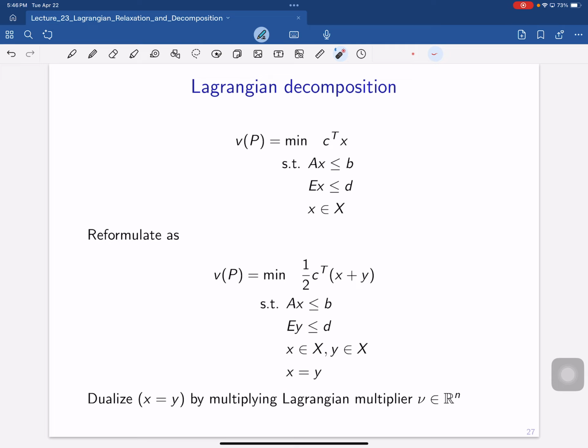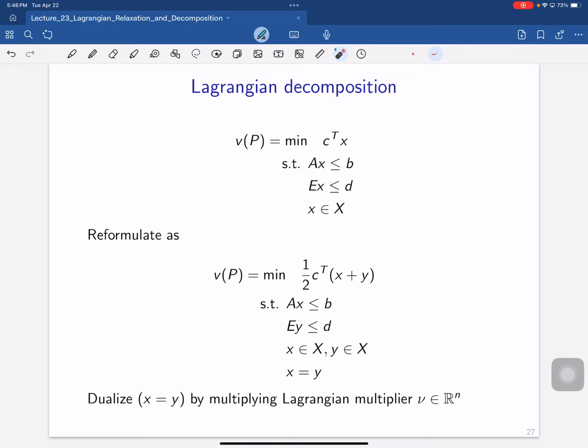Now the idea is, instead of dualizing Ax ≤ b, you will dualize x = y by multiplying the Lagrangian multiplier v. So this is nothing but a reformulation, very similar to the non-anticipativity constraint type of trick.